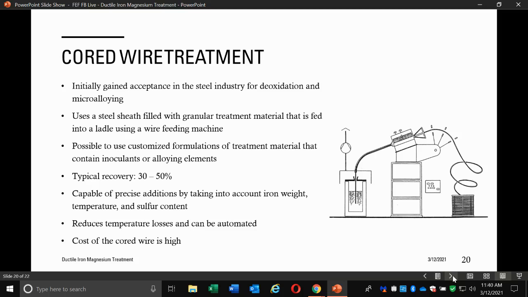And finally, cored wire is a method that was first adopted in the steel industry for deoxidation and microalloying. It has growing acceptance in the foundry industry now to make precise magnesium additions. The cored wire method uses granular treatment material that is enclosed in steel sheathing, which is injected into a ladle using a wire feeder. While it doesn't have recoveries as high as some other methods, it makes up for that with consistency, potential for automation, and the ability to customize treatment material. This method reduces temperature losses, and it's possible to inoculate and alloy simultaneously using different wire formulations, but the wire is typically very high cost.